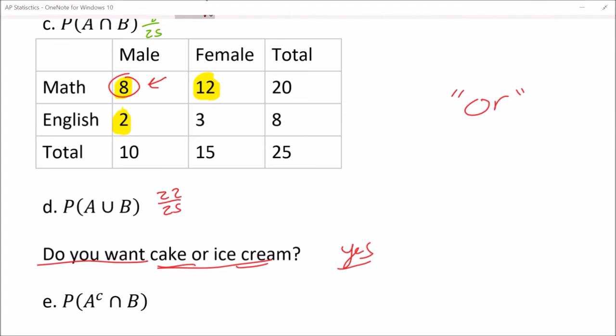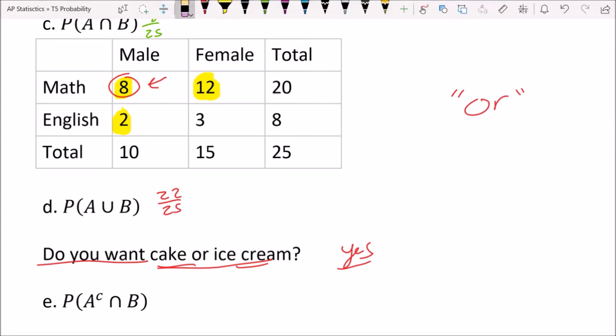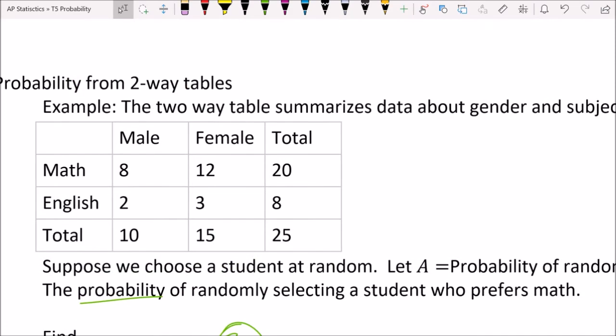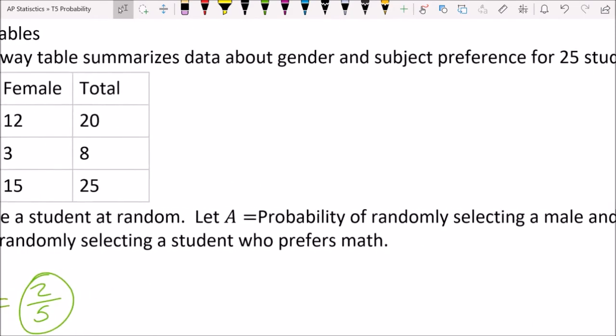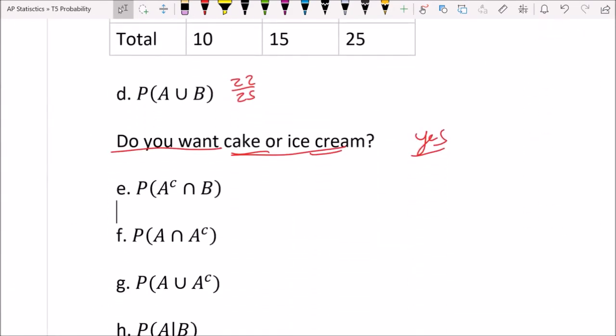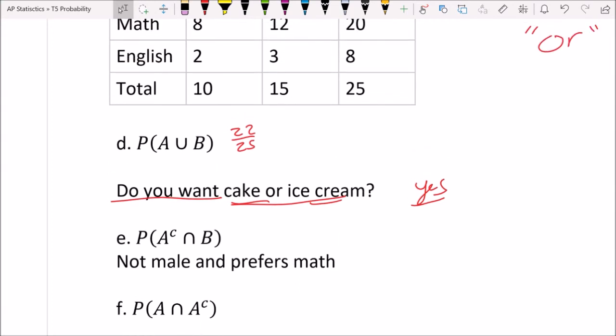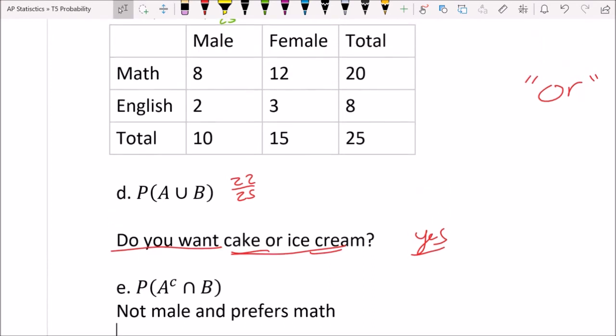Now, I find that it's easier for a question like part E down here to try to translate that into plain English. So I'm going to do that. So what was A again? A was male, okay. So what would this sentence translate into? So, not male and prefers math. That's what question E is talking about. It's talking about those people. And so if you can translate that, this question gets way easier.